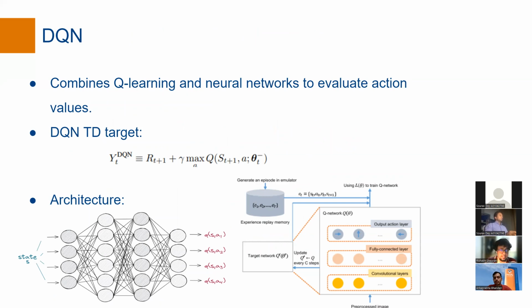So next, DDQN. So let's talk about DDQN. DQN, as we know, combines Q learning and neural networks to evaluate action values. The performance of DQN is enhanced by the use of a target network and a replay buffer. However, DQN still faces the problem of over-optimistic action values that lead to suboptimal policies. This is because the max operator in DQN, as you can see in the equation, uses the same values both to select and to evaluate an action. This makes it more likely to select overestimated values, resulting in over-optimistic value estimates.